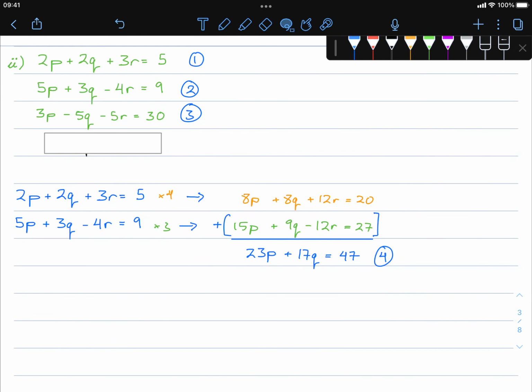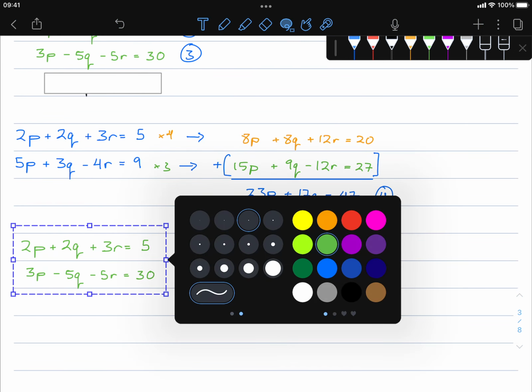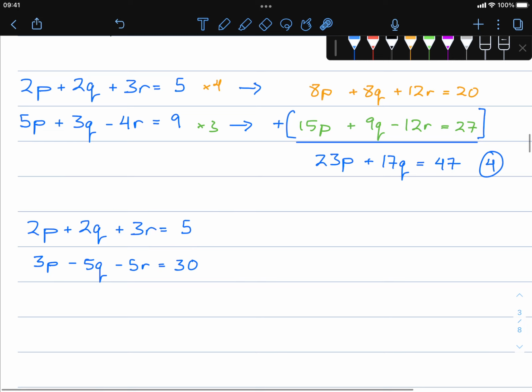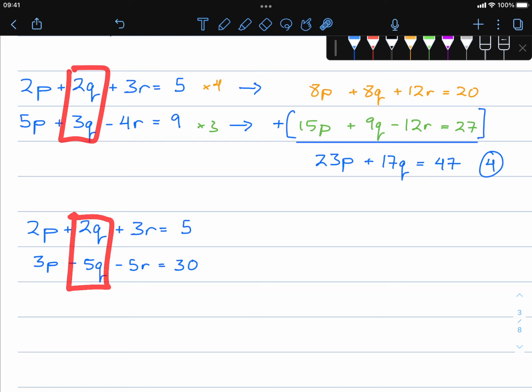I now take another 2 pairs. I'm going to take 1 and 3. And once again, I'm going to eliminate the third variable, r. Now, if you do choose to eliminate q in this one, you must also eliminate q in the next pair that you take. So you must choose to eliminate the same variable in both pairs that you choose. So to do this, I'm going to multiply this by 5 and this by 3.